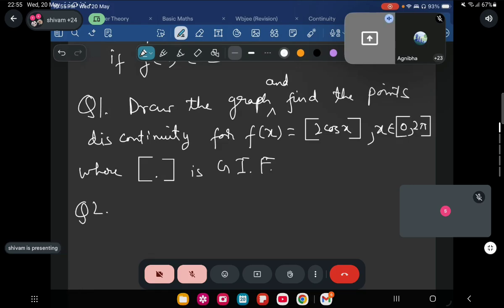Question number 2. Discuss the continuity of signum of x cube minus x. Solve.